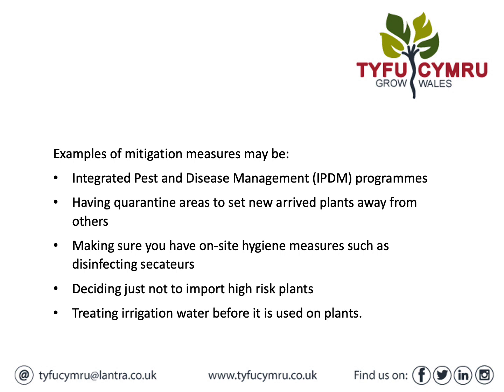Examples of those control or mitigation measures may be IPDM programs, having quarantine areas to set aside newly arrived plants away from the others, making sure that you've got hygiene measures on site. Now, an example of that very simply would be disinfecting secateurs between pruning different plants. You might decide just not to import high-risk plants because the risk is too high to your nursery. Another example of mitigation measure would be treating irrigation water before it's used on plants.